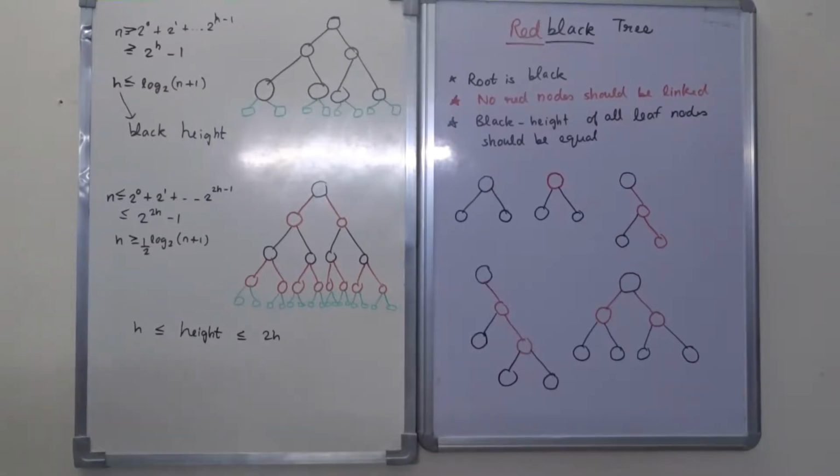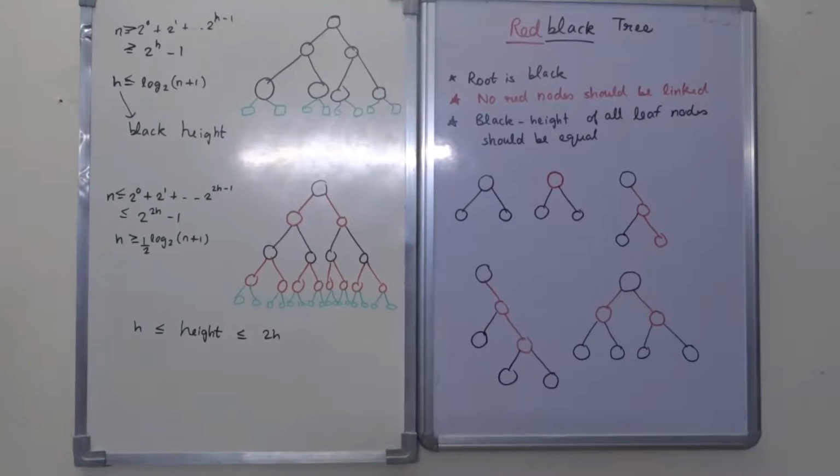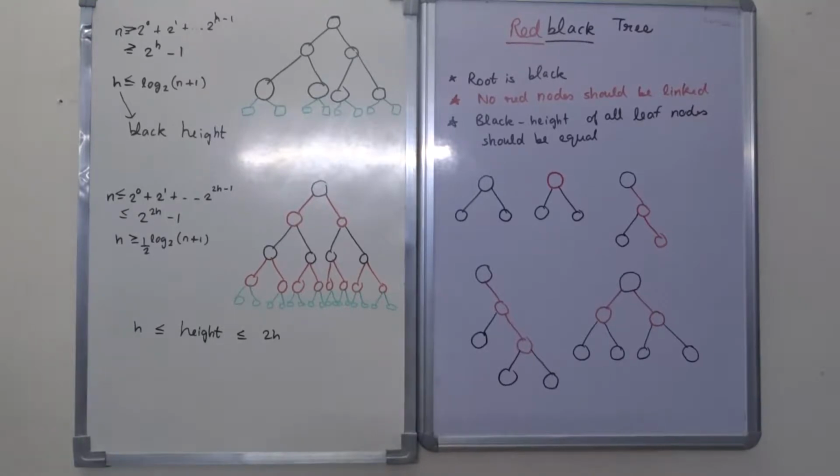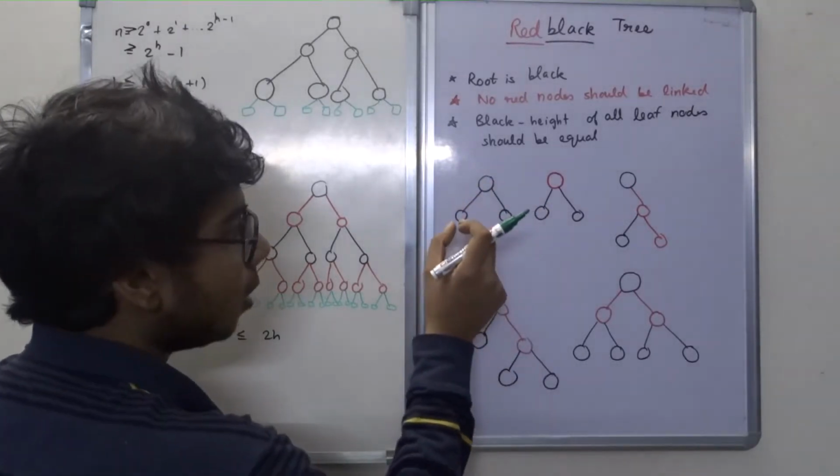So let's see how a red-black tree helps us to keep a balanced binary search tree. A red-black tree has the following properties. First of all, every node has to be colored either red or black. Second, the root has to be colored black. Third, no red nodes should be linked together. There should be no edge between any two red nodes. That is, each red node has to have a black parent and has to have either null children or black children.